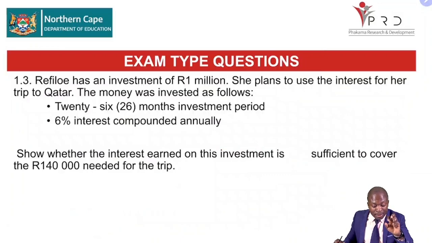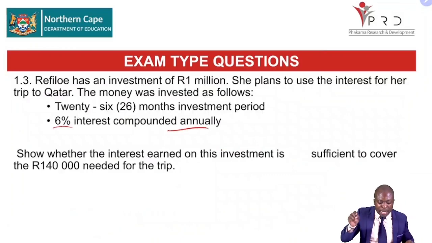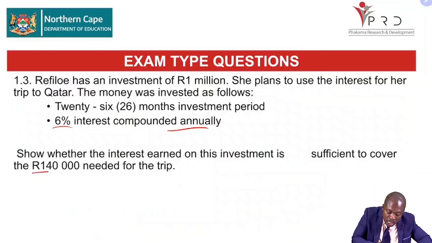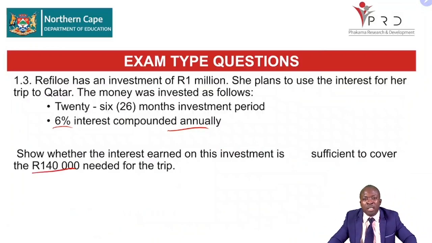26 months investment period, meaning we are not leaving it there forever. We must go and enjoy in Qatar. Then the interest is 6% compounded annually. So my question to you is, show whether the interest earned on the investment is sufficient, meaning is it enough to get the 140,000 that she needs to go for the trip? That's where the method comes in.